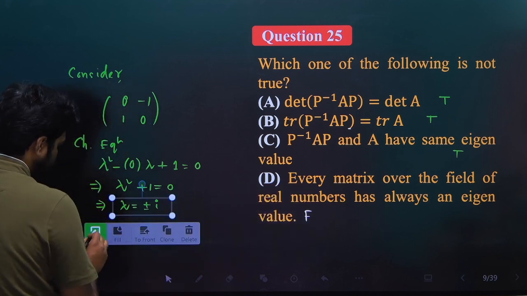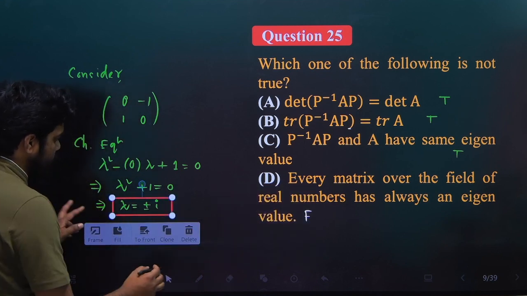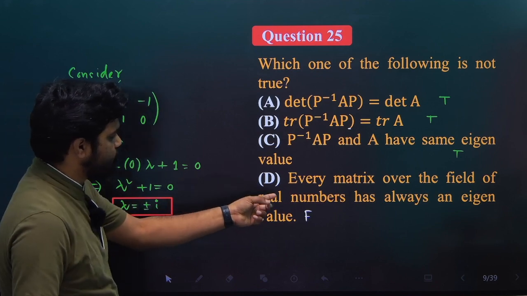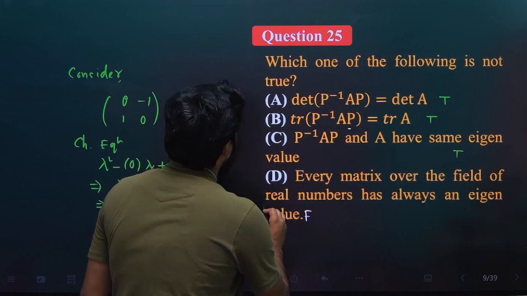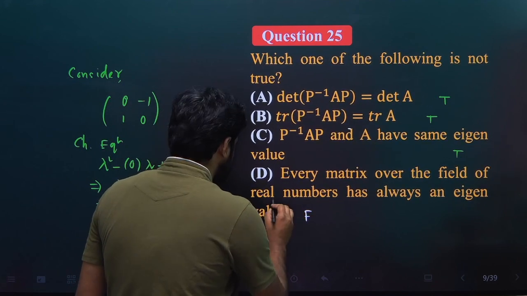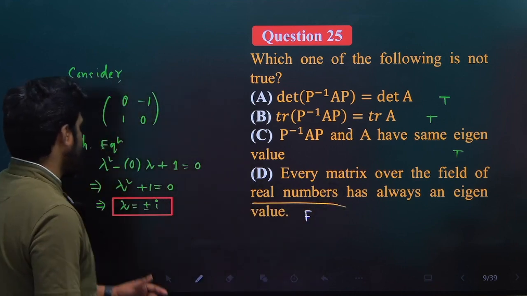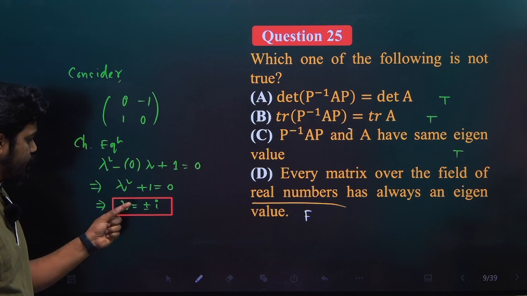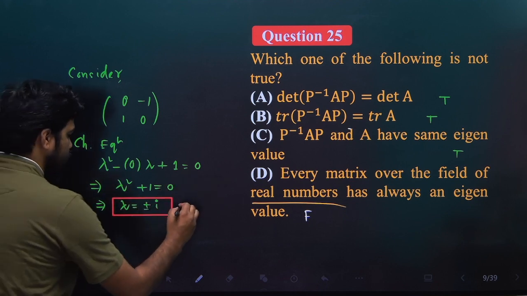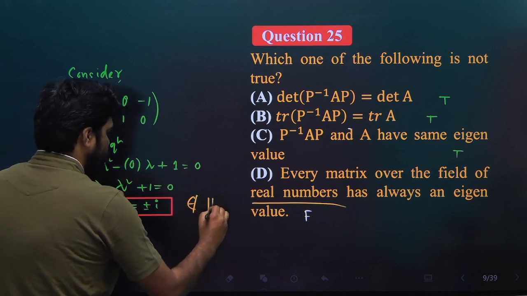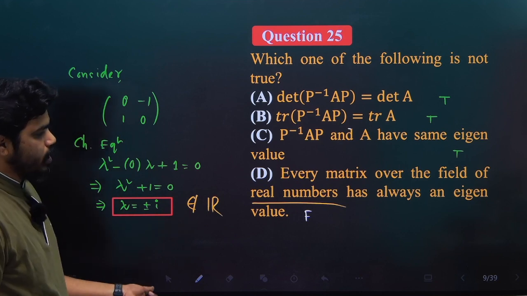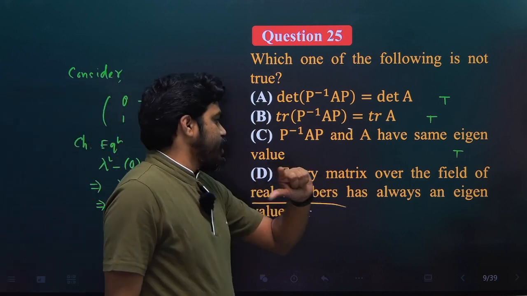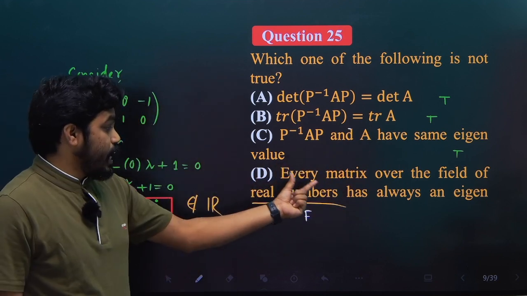The eigenvalues will not exist over the field of real numbers, right? We get complex numbers, okay? So this does not belong to R. So the statement "every matrix over the field of real numbers has always an eigenvalue" is not true.